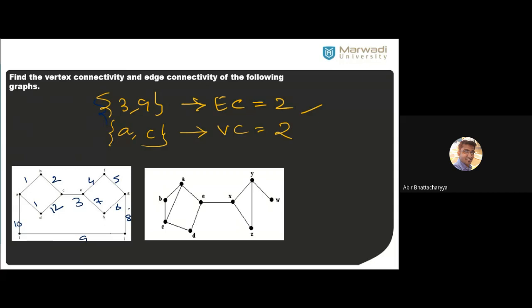Sorry? Oh, the edges. Edges are 1, 2, 3, 4, 5, 6, 7, 8, 9, 10, 11.